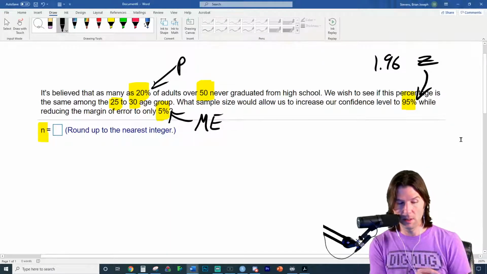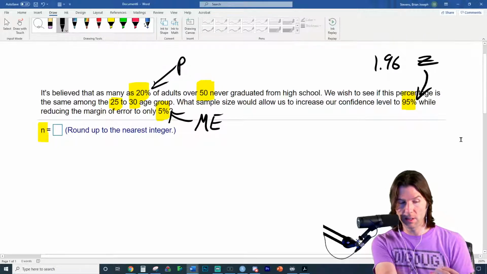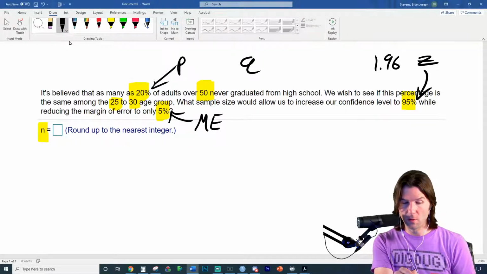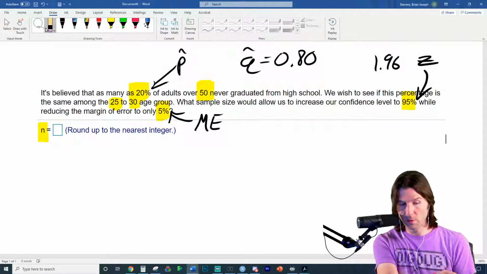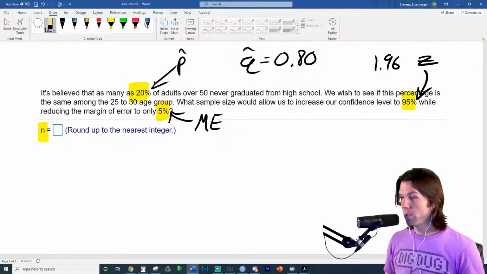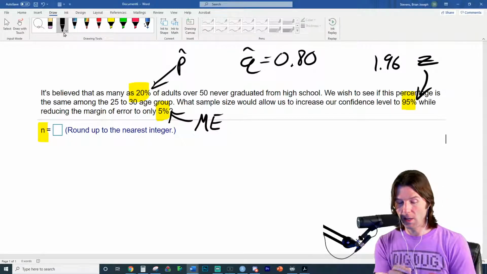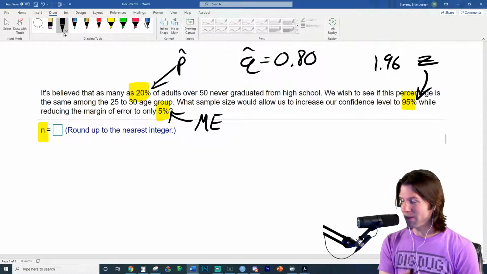And I think we're done. I think we have everything we need except for Q. So Q, and we're going to assume that these are the truth, is going to be equal to 0.80. We don't know it's the truth. We're just going to assume. And those are the numbers we need to identify. So now the hard part comes, the algebra part, which is the least fun part of this.